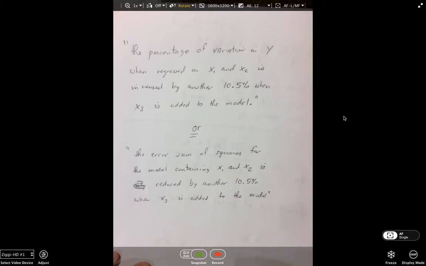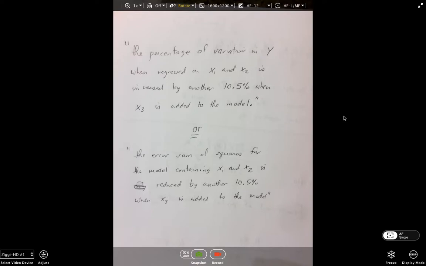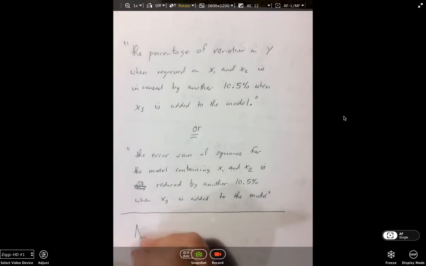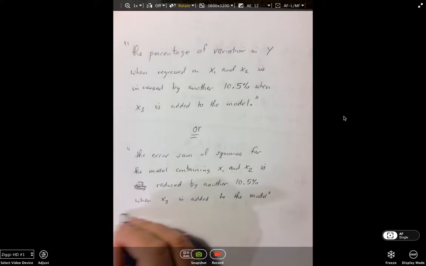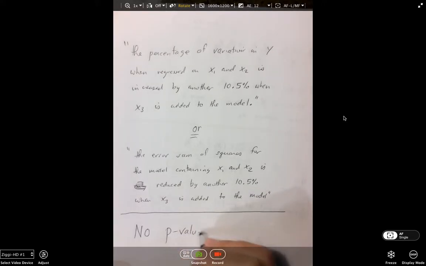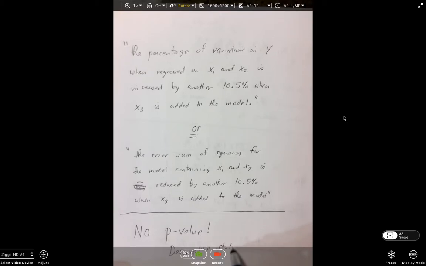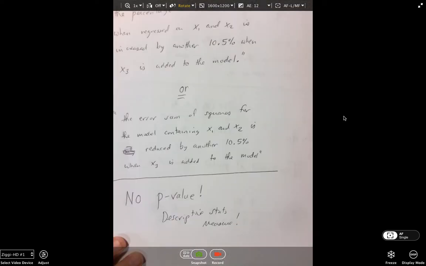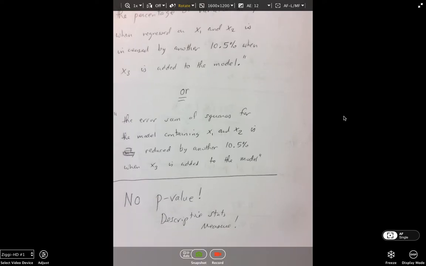Okay, and guys, I'm going to point out one more time, I've said it, but I want to be redundant here. We have no p-value. This is a descriptive stats measure. No generalization here, gang. Just describing the relationship.